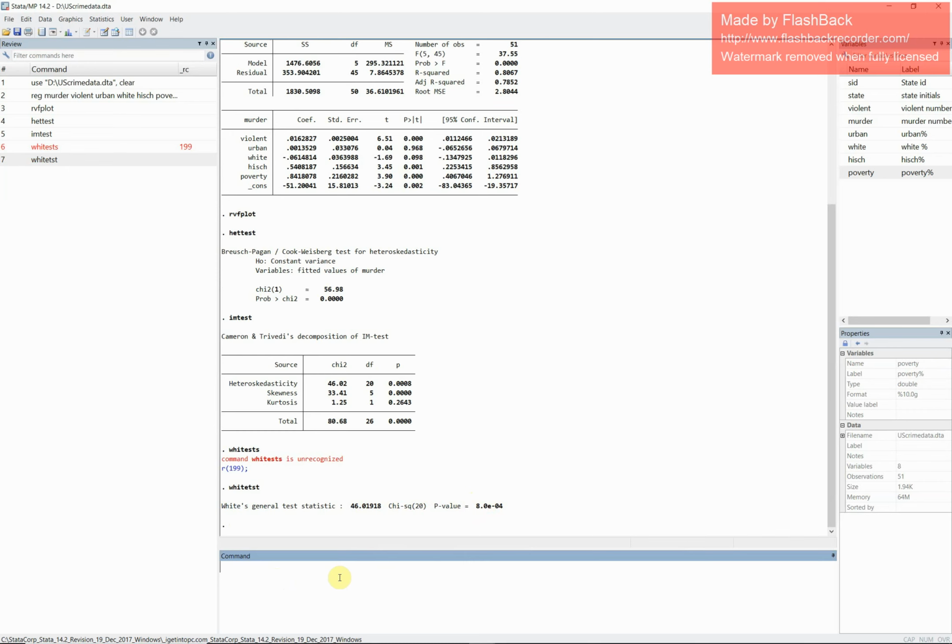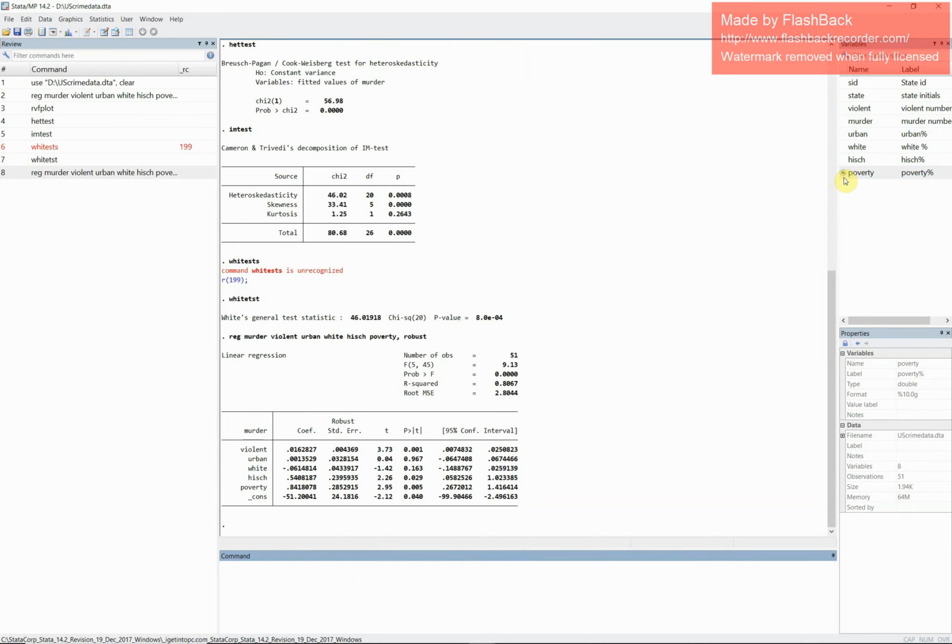Heteroscedasticity results in wrong estimates of standard errors, though coefficients of variables will not be affected. One solution for this is to use the robust option after the regression model. So we write our regression command, murder followed by independent variables, and then we add the option robust. Now after running this command, what we see is that the standard errors are robust standard errors.